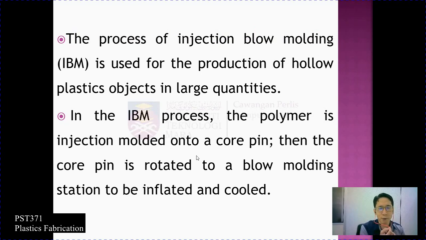large quantity. In the IBM process, the polymer is injection molded onto a core, then the core is rotated to the blow molding station to be inflated and cooled. Okay, the process has a different mold. So you inject the molten plastic into a mold to produce what we call the preform first, and then the preform will move to the other core for the blowing process.